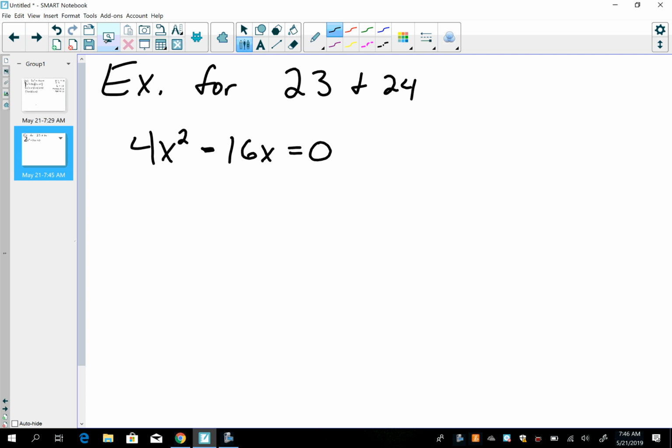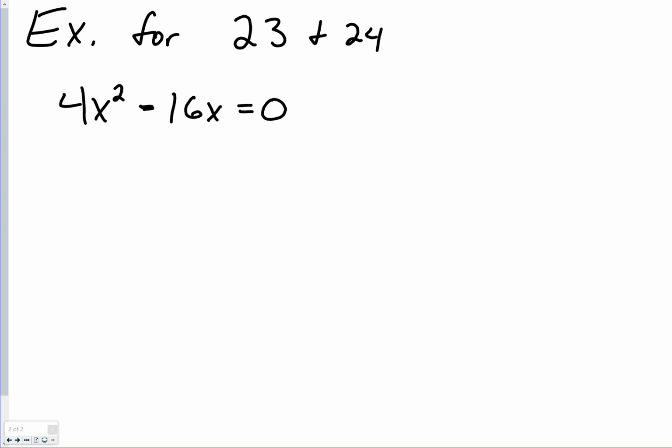Okay, so we're here with period 3, Dr. Holden's Algebra 2 class, reviewing for our EOC coming up very soon next week. And we are doing an example problem for numbers 23 and 24 on the end of course review.